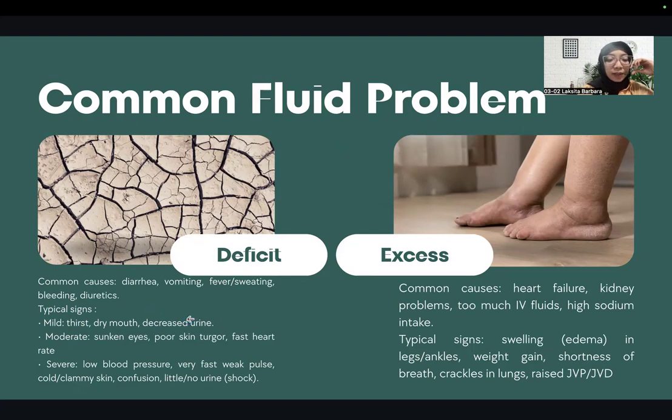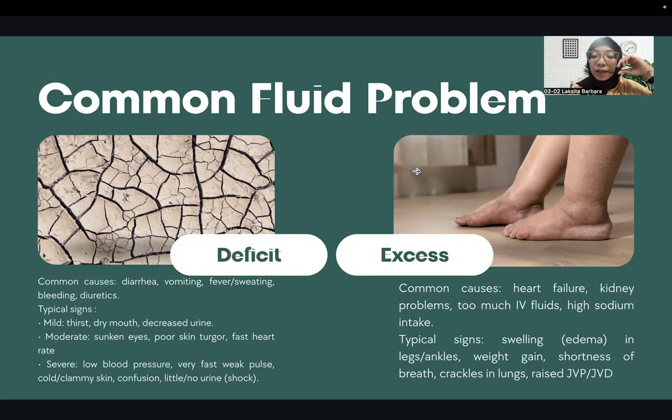In the moderate level of fluid deficit, there can be sunken eyes, poor skin turgor, and fast heart rate. And in the severe case, we will find low blood pressure, weak pulse, and also cold, clammy skin, especially on the hand, confusion, and little to no urine output.